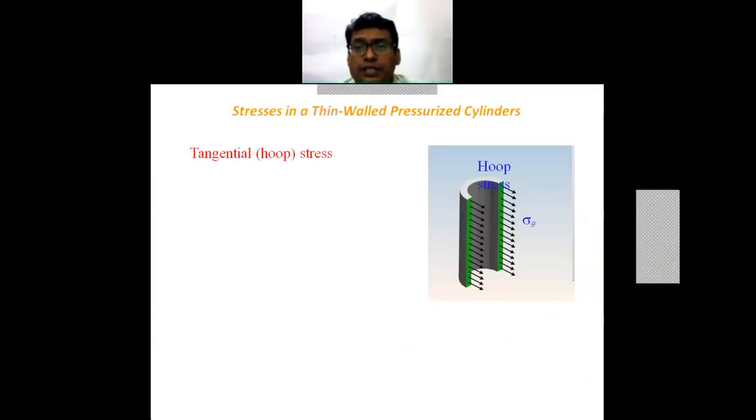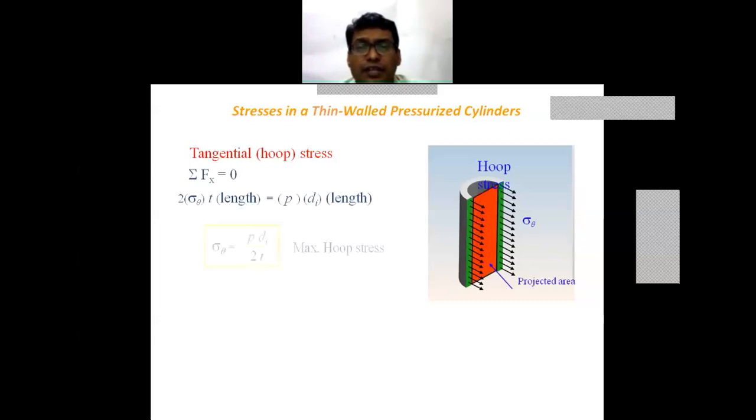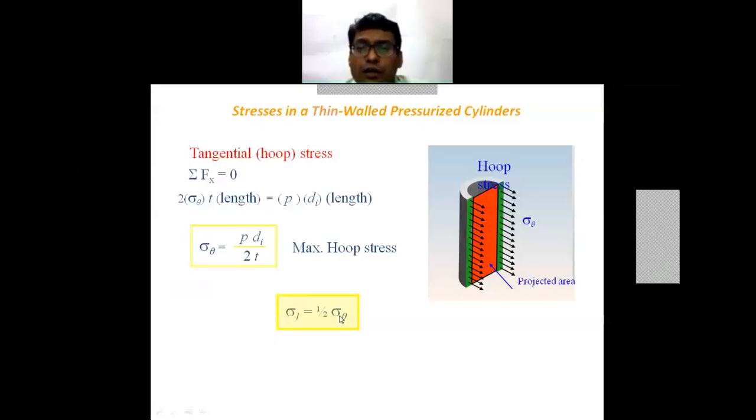So the hoop stresses, which are being given in this section of sigma t into the length into pd into the length. So hoop stresses will be equal to... sigma L, that is the longitudinal stress, which is equal to half of the circumferential stresses.